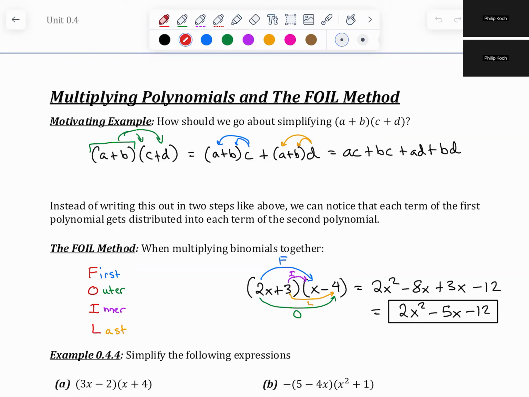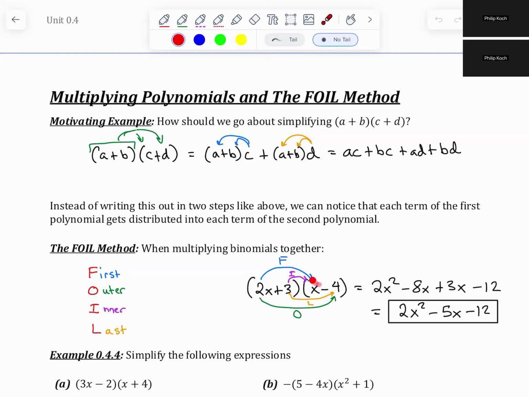So to rehash what we did last time, we were asking ourselves, how do we go about multiplying two binomials together? And what we realized was that it was just distribution two times. So we distributed the A as a whole term in, and then we distributed the C in and the D in separately. And what we noticed is that A is combined with C and with D, and the same thing's true with B going into C and D. So that's what we call the FOIL method: first, outer, inner, last.